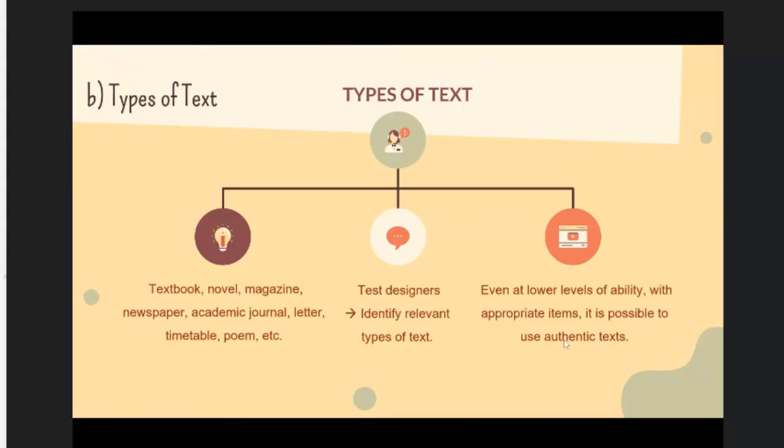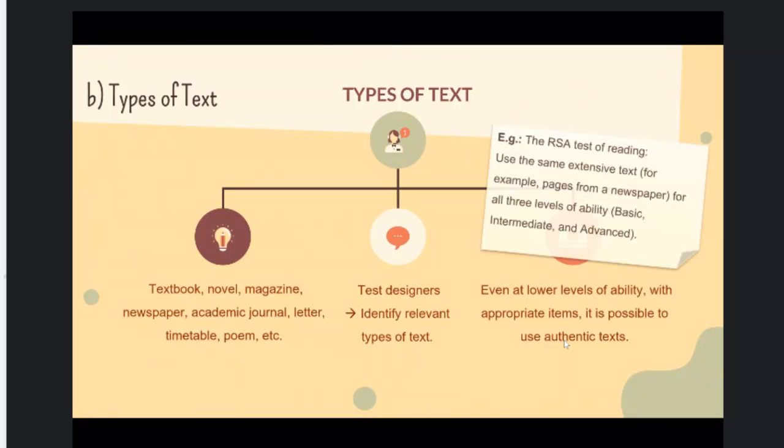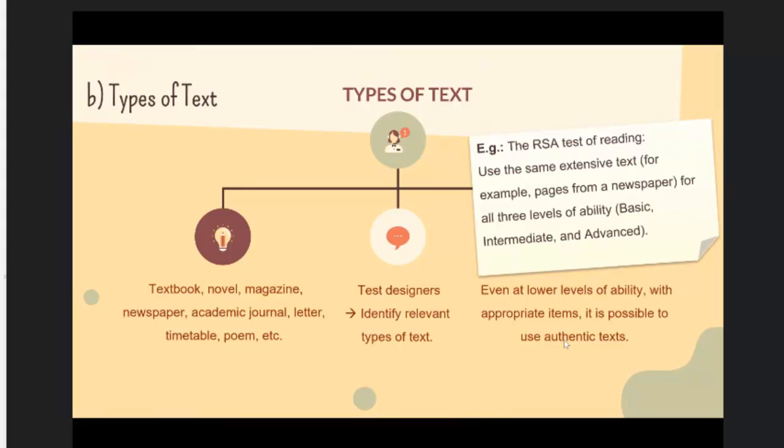So there's a note that even at lower levels of ability, with appropriate items, it is possible to use authentic texts. For example, in the RSA test of reading, they use the same extensive text for all three levels of ability: basic, intermediate, and also advanced. Then the test designers also need to pay attention to the addresses and the topics in order to design the test.